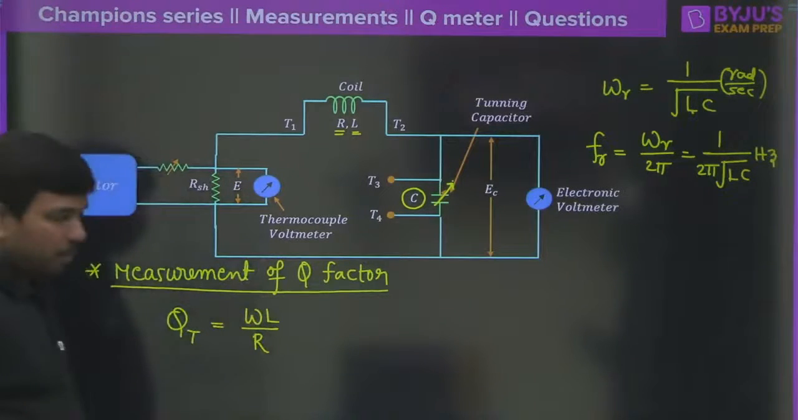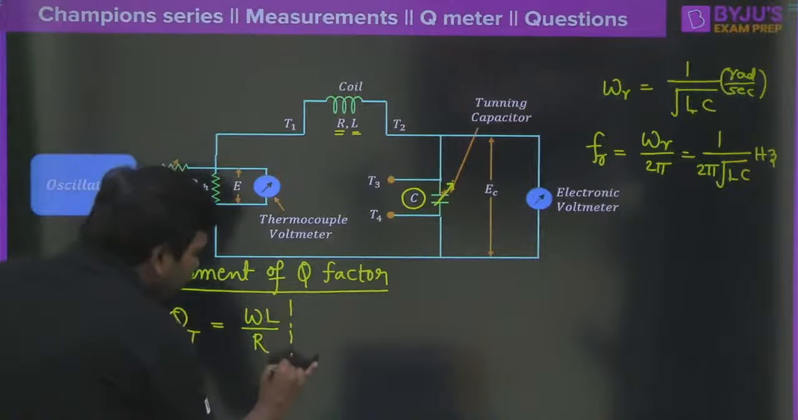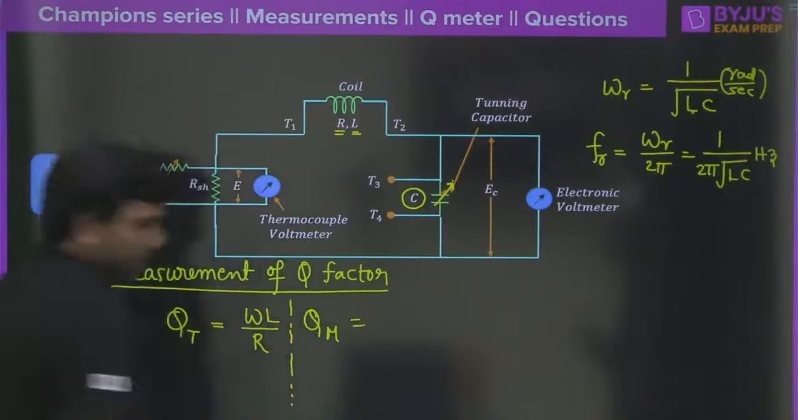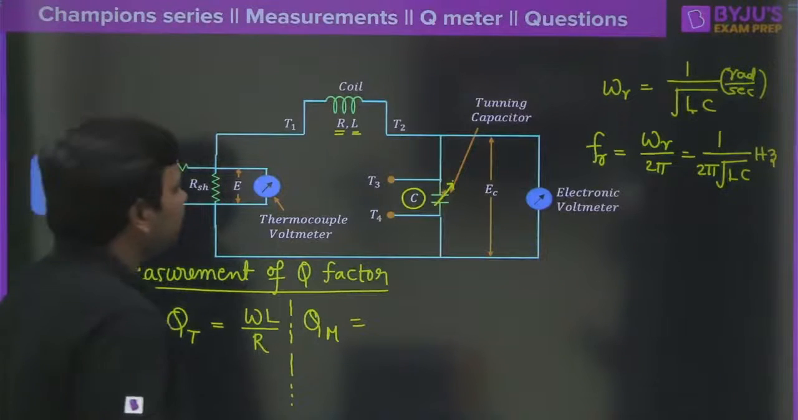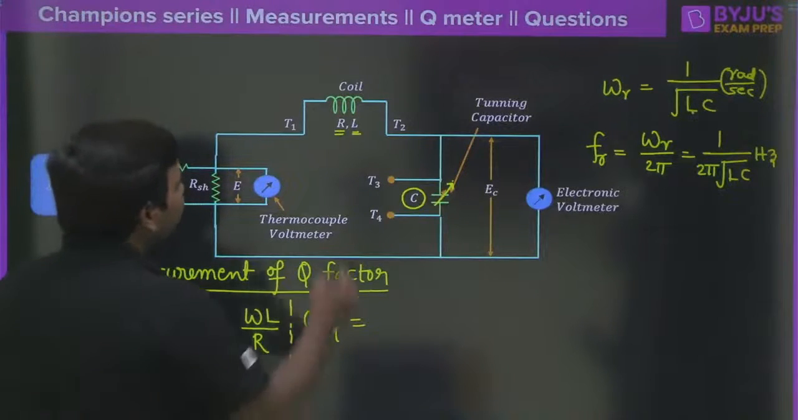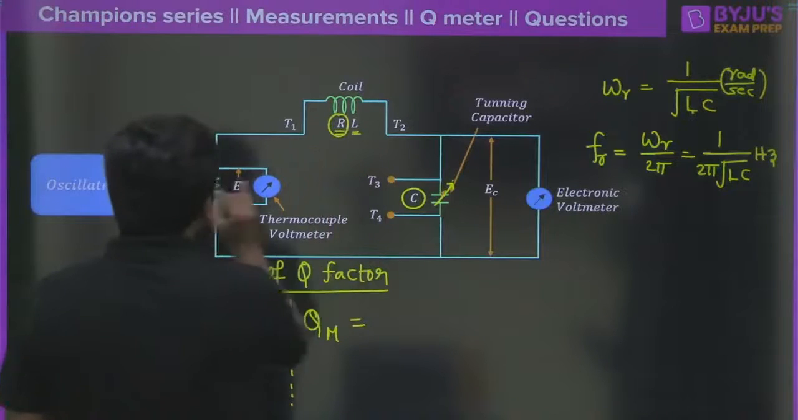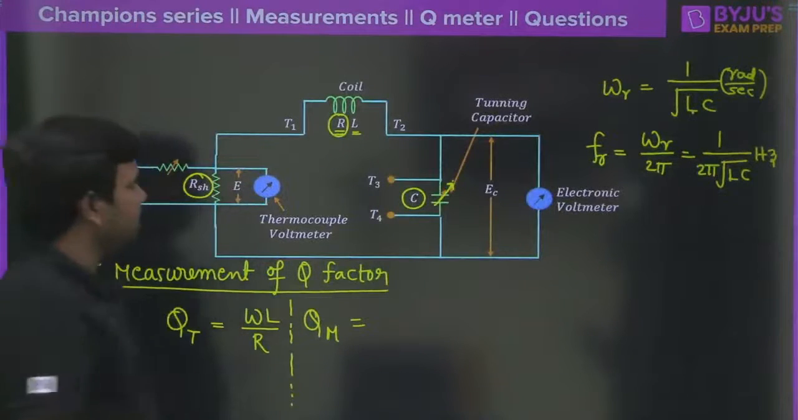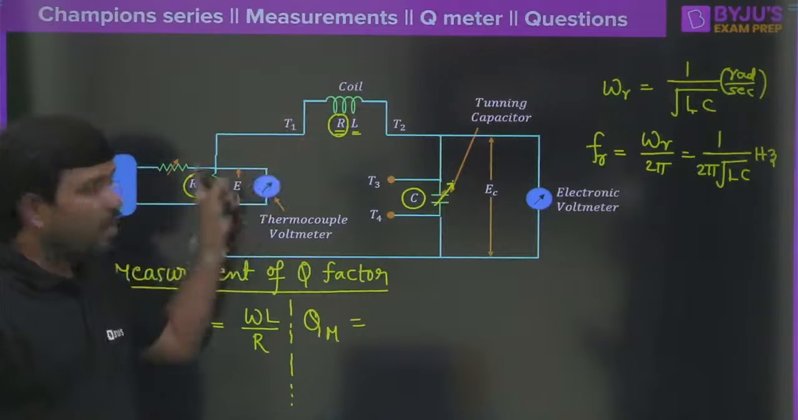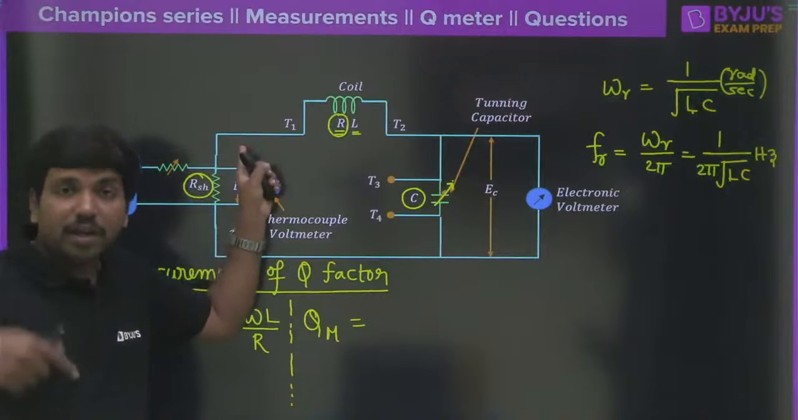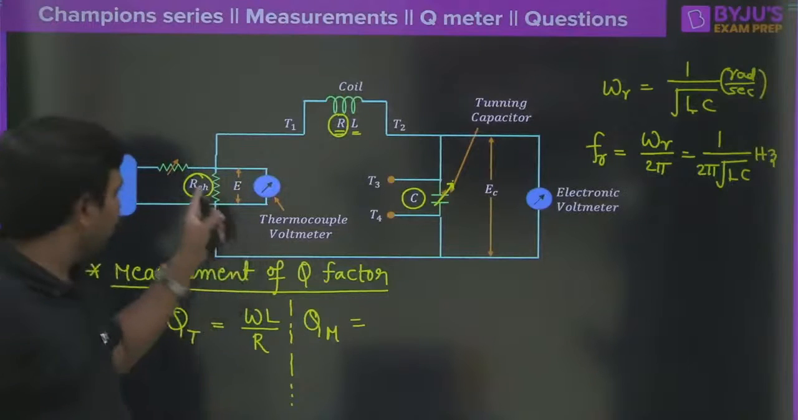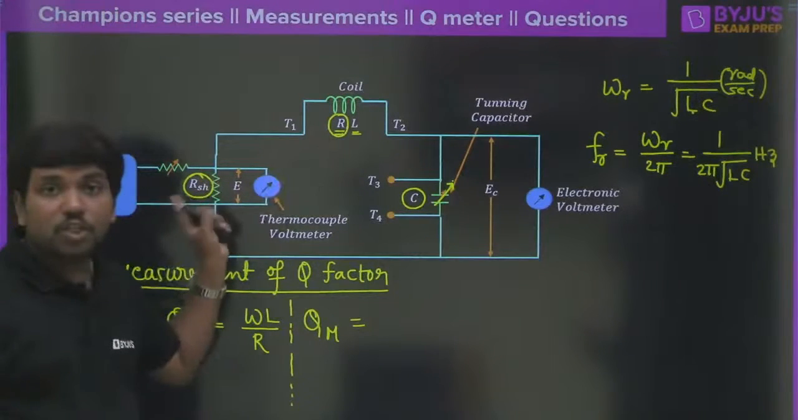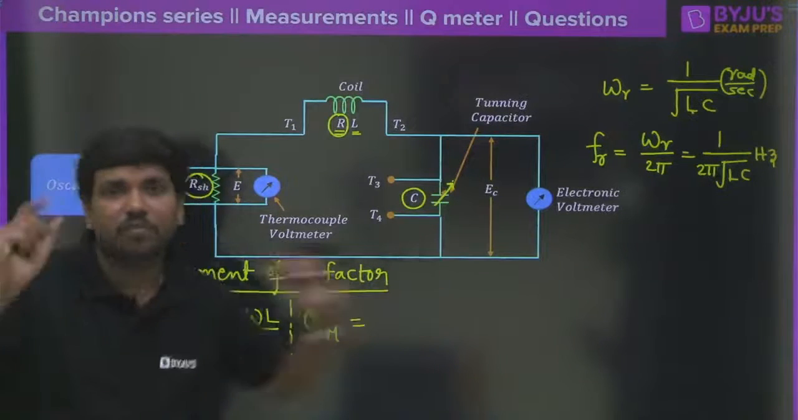Excellent. But can you please see what is the measured value of the quality factor here? The measured value of the quality factor will be different. Why? Have you seen this resistance and the shunt resistance? Both will be connected in series configuration. Correct? R shunt and R, these two resistors look like they are connected in series.